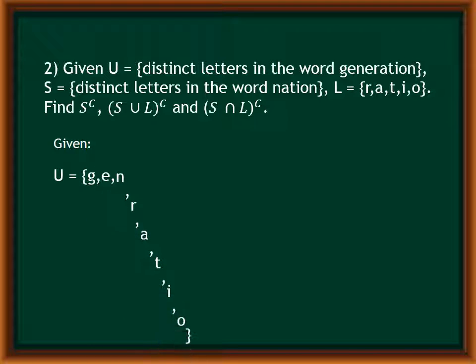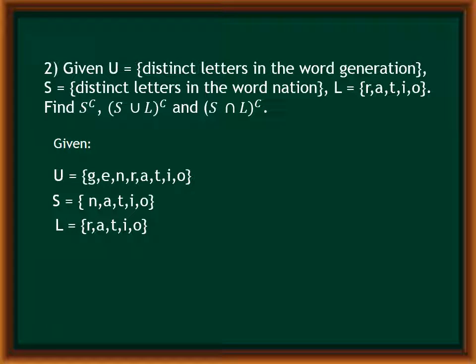So the elements of our universal set, we have G, E, N, R, A, T, I, and O. And for our set S, the same concept, distinct letters, we have N, A, T, I, and O. And again, for our set L, we have R, A, T, I, and O.